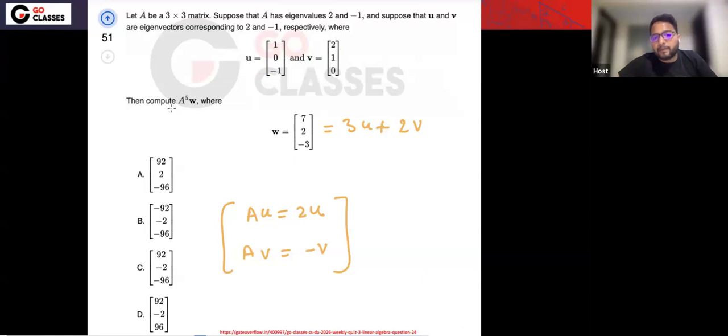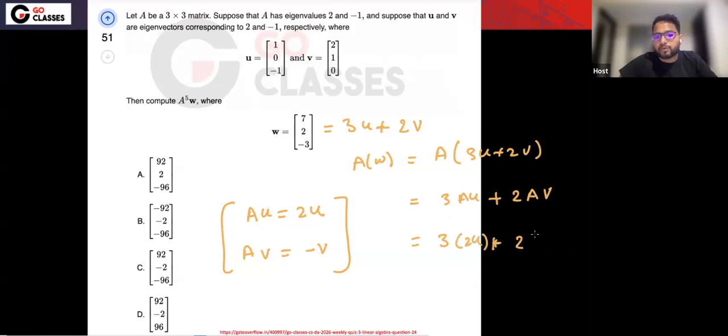Now, they're asking A power 5 W. So instead of finding A power 5 W, can you tell me what is A into W? It will be A into 3U plus 2V, which is 3AU plus 2AV. And AU is already 2U. So basically it is 3 into 2U plus 2 into -V. So it is 6U minus 2V, right?